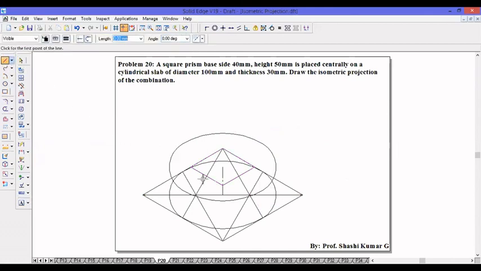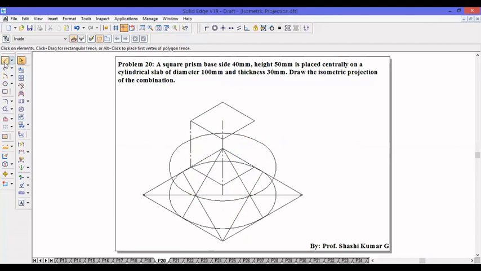Then from that center you take the height of the square prism, 50 mm, 90-degree axis. Choose the base square that we have drawn just now. Switch on move, switch on copy, from the base. This is the base center. Paste it on the top end. Join the corresponding edges of the square prism using continuous line from here to here. So this is going to be a visible line, the corner edge, and this is also a visible edge.